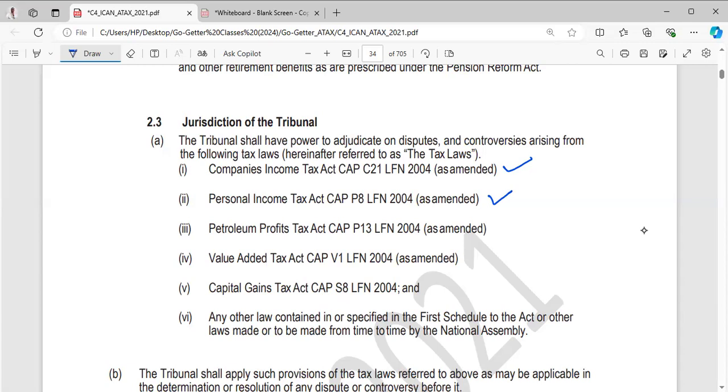Then we have the Petroleum Profit Tax Act. This concerns the petroleum companies. Then we have the Value Added Tax. This could concern both individuals and businesses. The Capital Gains Tax, businesses and individuals. Then any other law contained in it or specified by the First Schedule, because we have the Stamp Duty Act, the excise duty, all of them are also contained there. So they have the power to adjudicate, hear disputes, and render judgment over these tax cases.